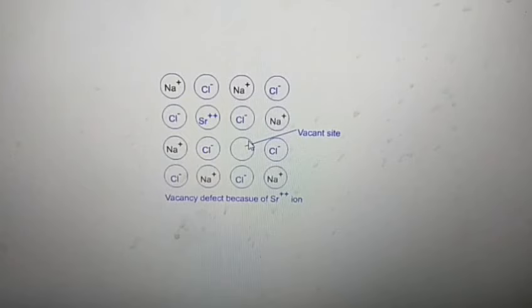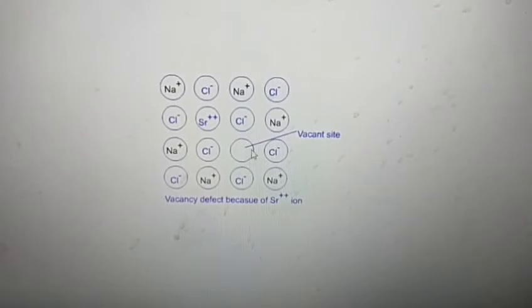So it occurs to maintain the electrical neutrality, the number of missing cations and anions will be the same. If we take the simple vacancy defect, Schottky defect decreases the density of the substance. Why it decreases the density means, now see here, in the case of cations and anions, both will be missing from their places, leaving vacant sites.